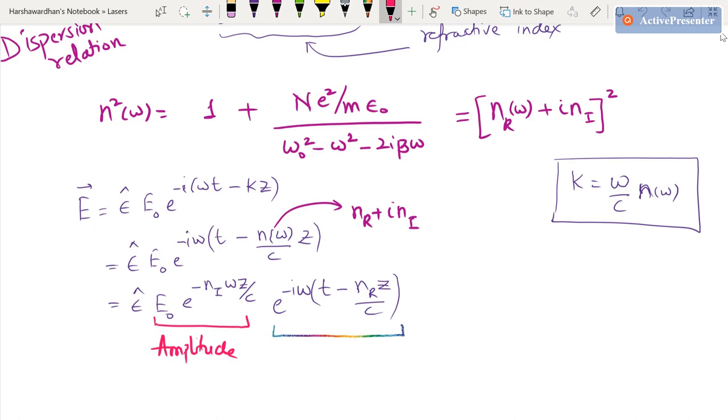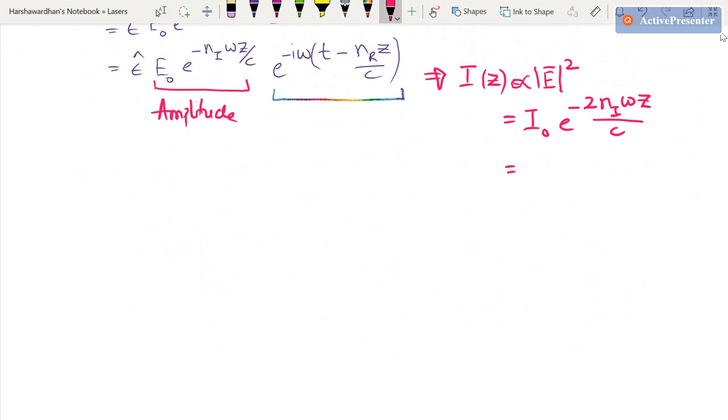That is, if I, for example, compute from here my intensity as a function of z, which will be proportional to the mod square of this, it will turn out to be simply I naught times exponential minus 2 times the imaginary part of the refractive index, times omega times z by c. And this is indeed what is referred to as the absorption coefficient. It's exponential minus the absorption coefficient, which is alpha, times z.